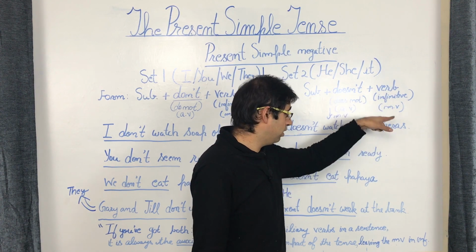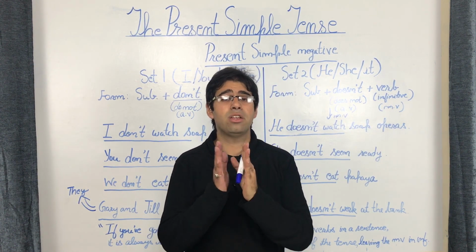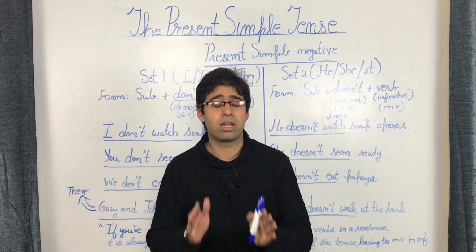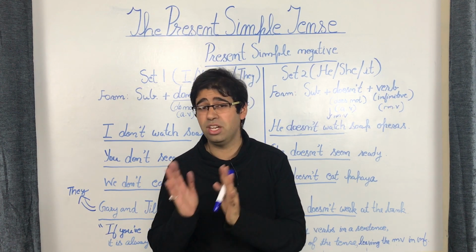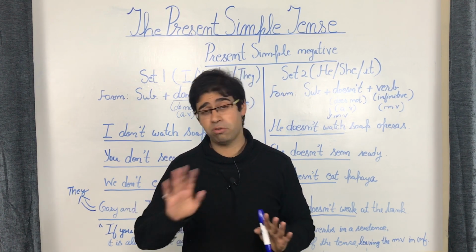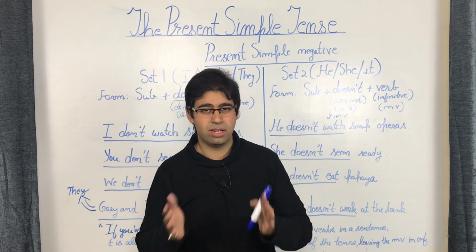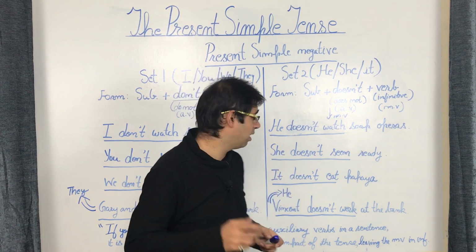And yes, that's the one thing I'd like you to notice over here, that as opposed to the positive, in case of the negative, regardless of the fact that we are working with set 2, he, she, it, the main verb will remain in the infinitive without the use of any verb endings, which were s, es or ies. Now let's understand that further with some examples over here.